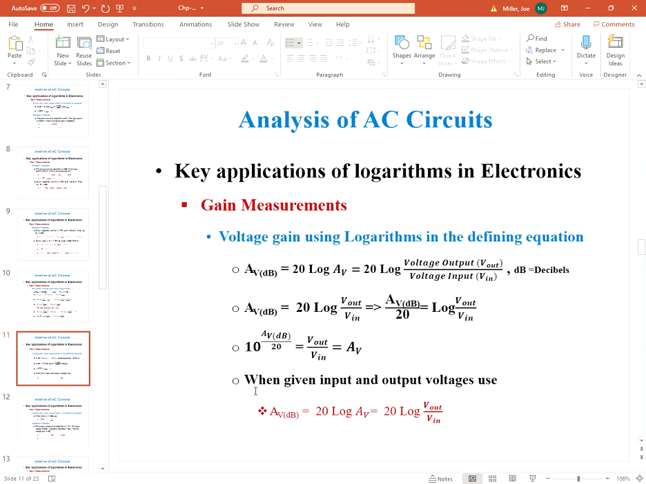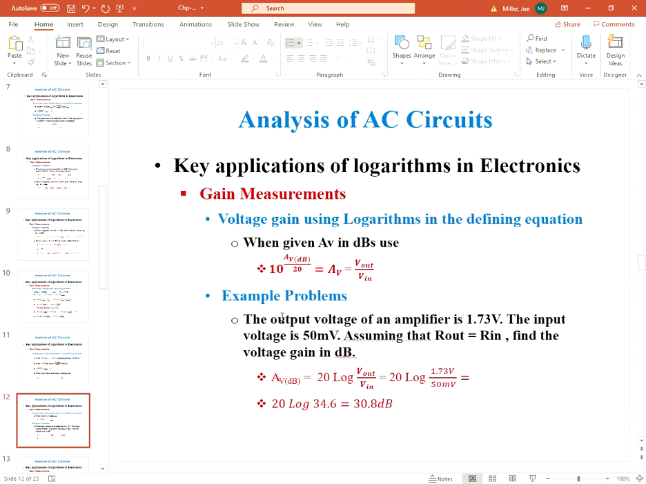So when given an input and output voltages, use the standard equation, A_V dB equals 20 log V out over V in. When given A_V in dBs, you use this version of the equation to find A_V, and if you have either V in or V out after you have A_V, you can find the missing one.